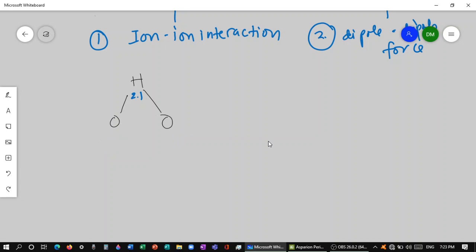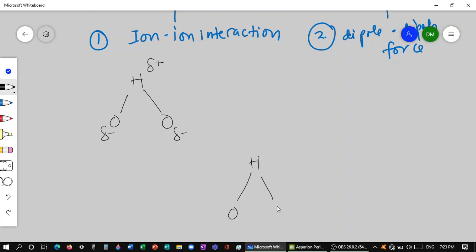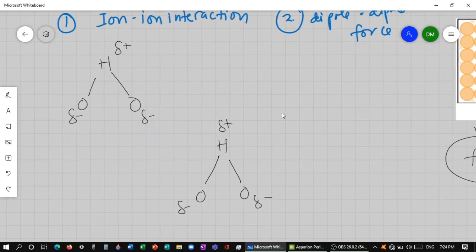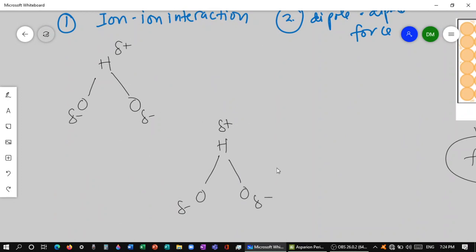Again, this one is partially positive. This one is partially negative and another partially negative. Let's say we have another H2O molecule here. Again, the same thing, partially positive hydrogen, and partially negative oxygen. Now here we have a polar molecule and another polar molecule. So as we discussed, this one is a dipole-dipole force because it's between a polar and another polar molecule.